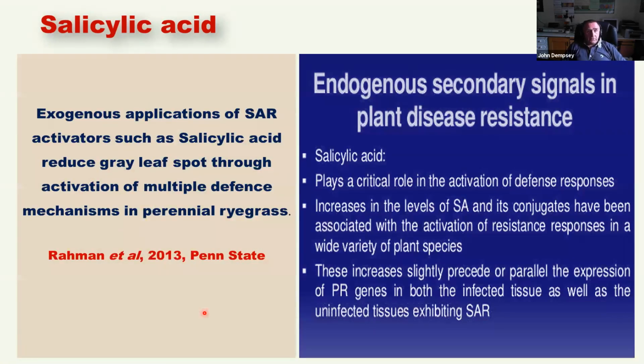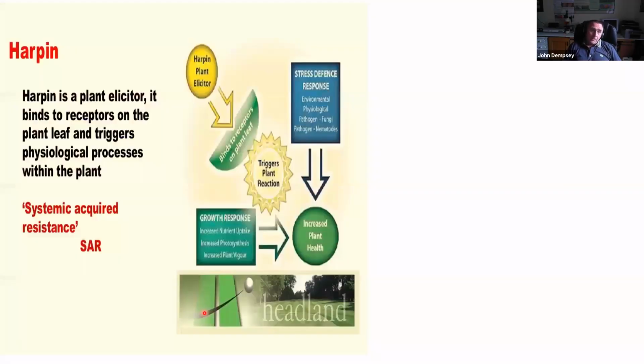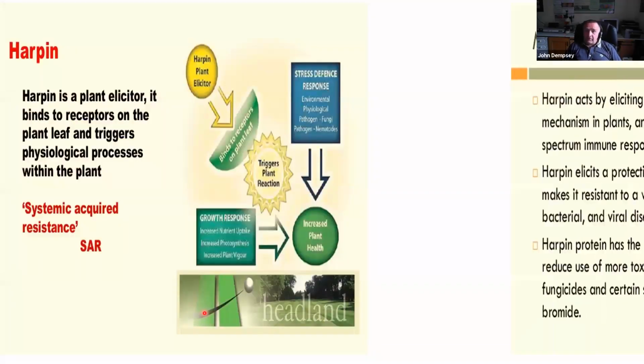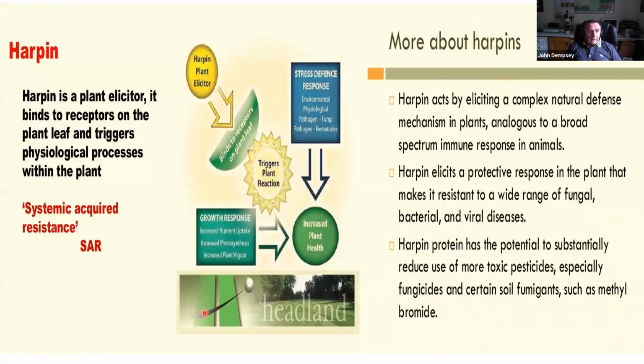And there's research from Penn State on perennial ryegrass. They applied a form of salicylic acid prior to infection, and it had a very significant reduction on an infection of grey leaf spot, actually, on perennial ryegrass, again by priming these defenses. Harpin is another elicitor, which is available throughout the UK, and again, applying that will prime the plant as part of a program, of course.